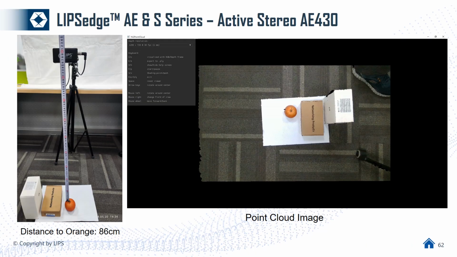We have included real actual measurement examples, such as this one with the Lips Edge 430, where the camera is targeted to the orange, 86 centimeters. Measured with a ruler, it shows the ruler measures 86 centimeters as well. On the right, a screenshot of the point cloud with RGB transposed, and we will show the original video next.